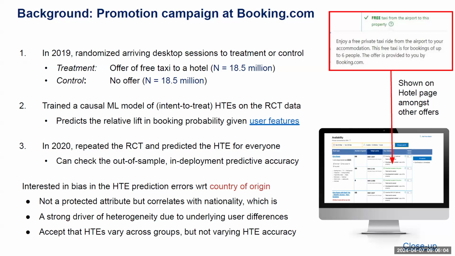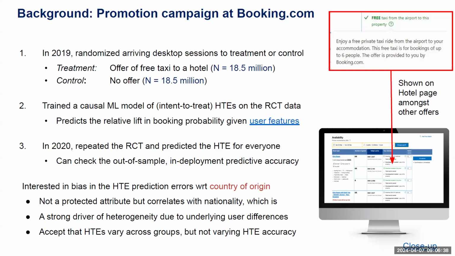And randomization into either group continued until both had 18.5 million. So it was 37 million observations. And I can just say also that, of course, in the control group, they filter out the people that did not search for the same hotels where the offer was. So they're perfectly comparable. And based on that data, they then trained a causal inference machine learning model to predict the intention-to-treat heterogeneous treatment effect from these randomized data as a function of the user features.